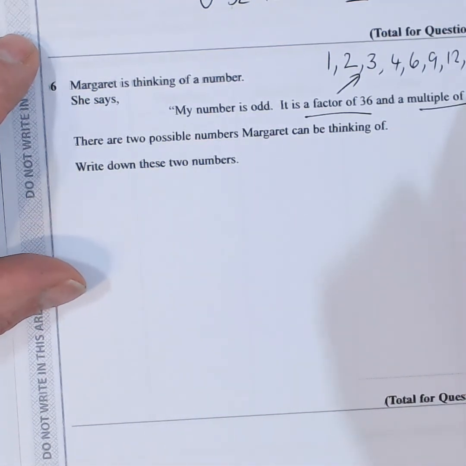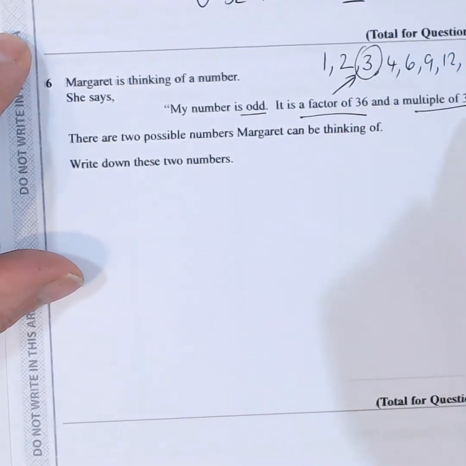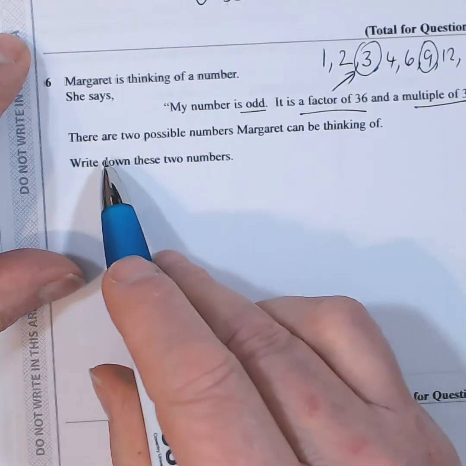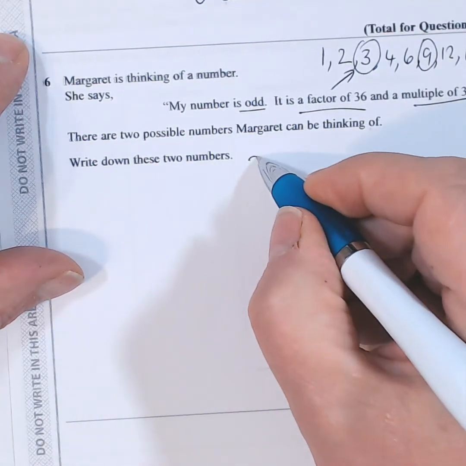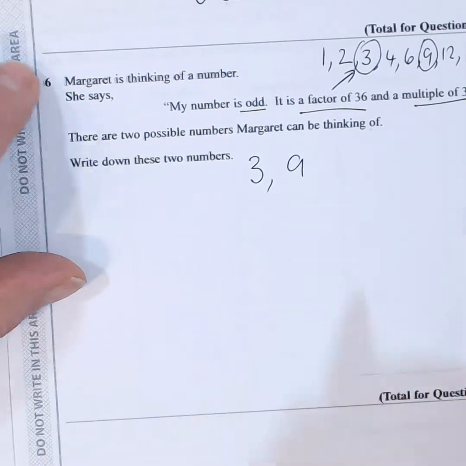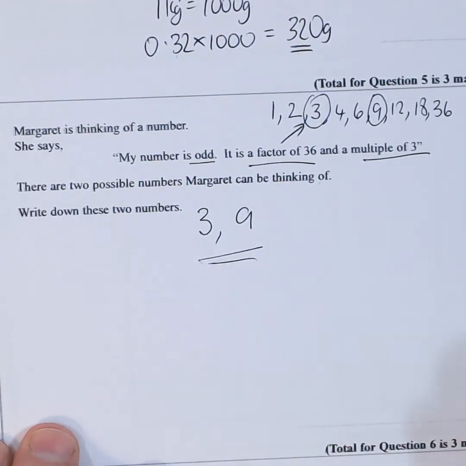Multiples of 3, and it's got to be odd. So that's a multiple of 3 and odd, that's a multiple of 3 and odd, and lots of multiples of 3, but those are the only 2 that are odd. There are 2 possible numbers that she's thinking of. Write down these 2 numbers. Well, we've identified 3 and 9. Okay, so the answer to this question would be 3 and 9.